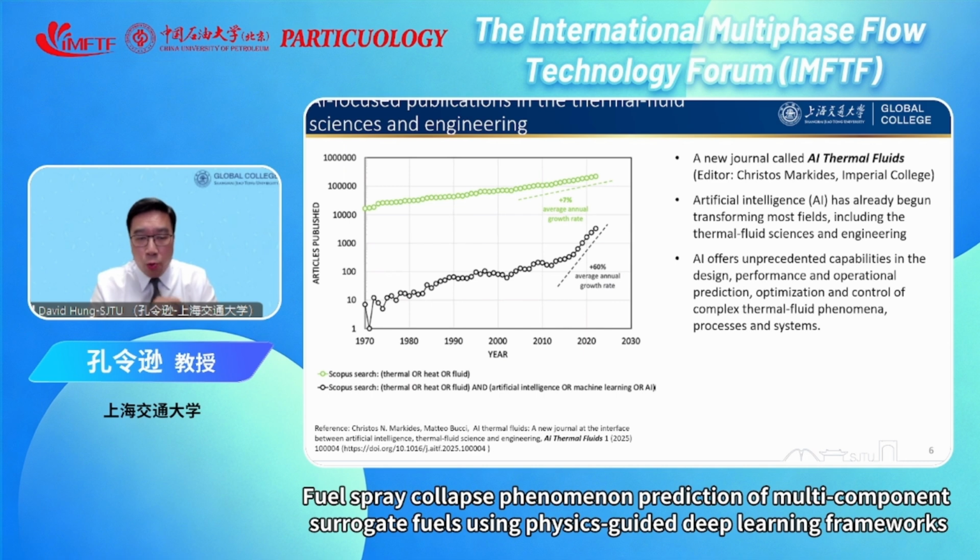Now, if you add the word artificial intelligence or machine learning or AI into the search, together with thermal, heat, and fluid, you can see that back in the same time frame, we only had about maybe 10 papers in the 1970s, and that the number of papers gradually increases like in the other spectrum.